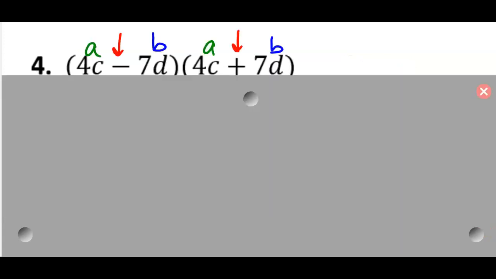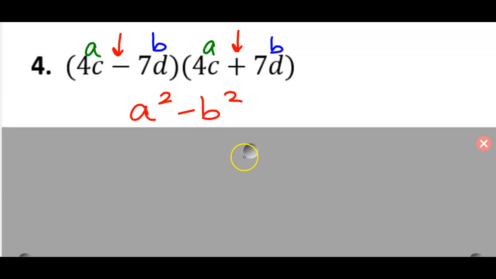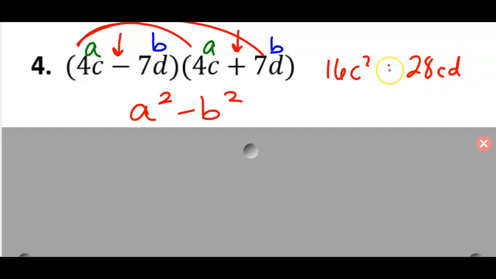All right. So, again, you could use your rule here, or we could double distribute. Okay, here's my rule if I wanted to use that. Now, if I double distribute, I'm going to get 4c times 4c. That's going to be 16c squared. 4c times 7d is going to be 28cd. Positive, right?